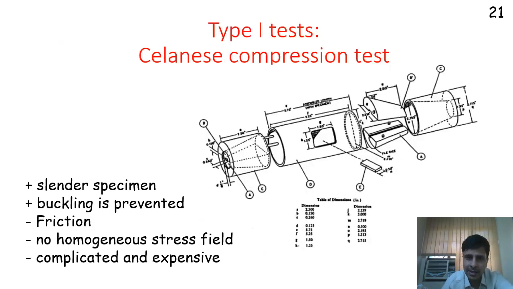The second type 1 test is what is known as the Celanese compression test, where this is the sample, it goes somewhere here and you hold it by these 2 pieces and then you apply the load. Once again, slender specimen, buckling is prevented, all good, but the problem is you are introducing friction because the outside surface of this interacts with the inner surface of this, causing some sort of friction which you don't like. Non-homogeneous stress field like the previous case, and this test setup is very complicated and expensive. Sometimes this test setup can be more expensive than your UTM itself.